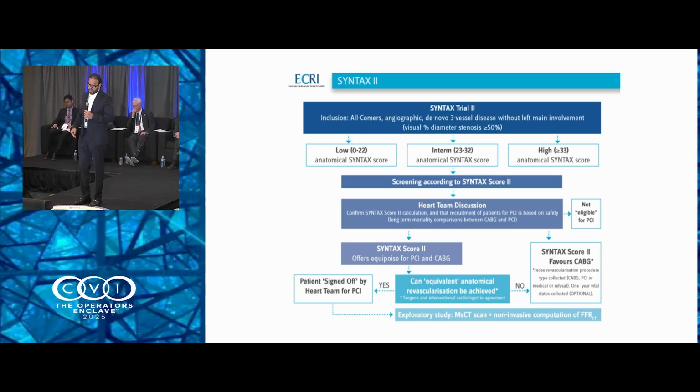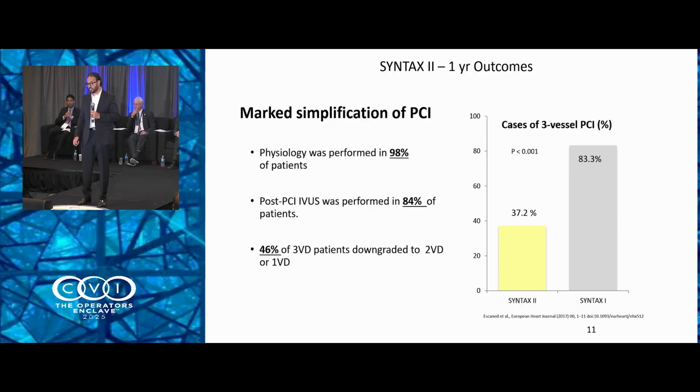Fast forward, we've gone into the SYNTAX-2 trial, which was a follow-up to SYNTAX-1, which compared PCI to CABG. We've all known the results of SYNTAX-1, that when you have complex disease, CABG is better than PCI. But this was one of the earlier trials comparing both arms, potentially doing a more contemporary PCI involving physiology and imaging.